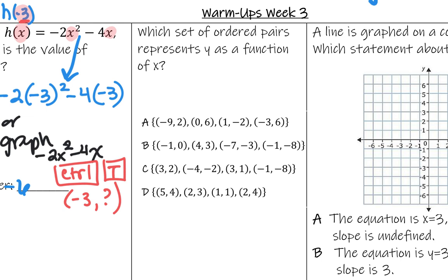What does it mean to be a function? What has to happen? The x's cannot what? It can't hit twice. Can't hit twice. All right, so if it's a graph, you can't hit twice. If it's a list, your x's cannot repeat.